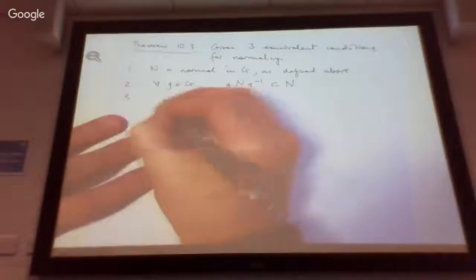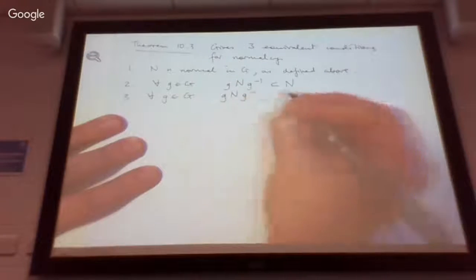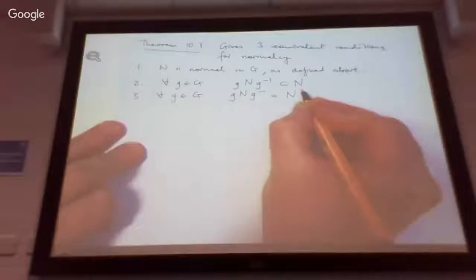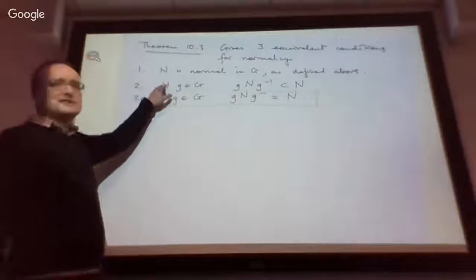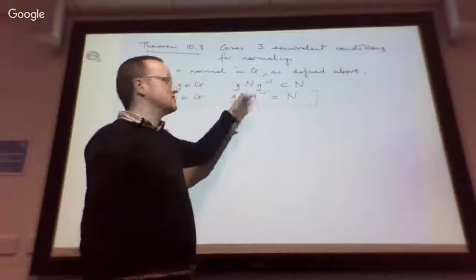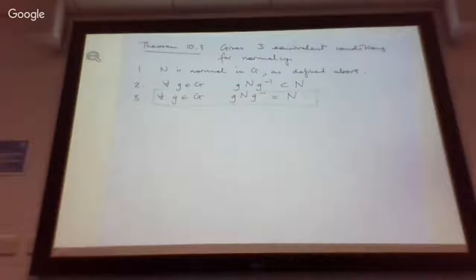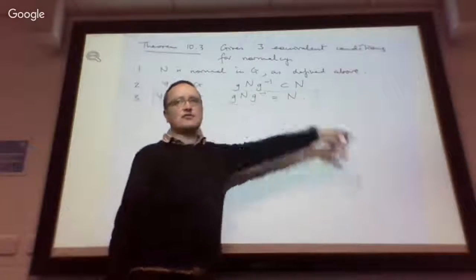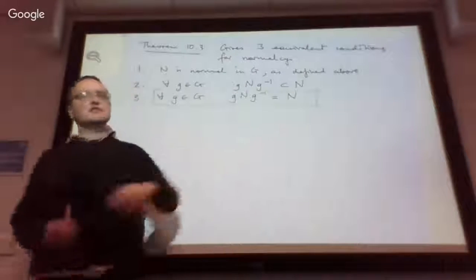And the third condition is maybe not something different. It's just a slight restating of that: that gNg inverse is actually equal to N. So really, are these three separate? I think the one to concentrate on is this one here. It's easy to see that 3 certainly implies 2. If these two sets are equal, certainly this one is contained in that one. But from time to time, rather than dealing with the original definition, we'll prefer to deal with this kind of condition here in 3. So alternatively, this could be the definition of a normal subgroup.